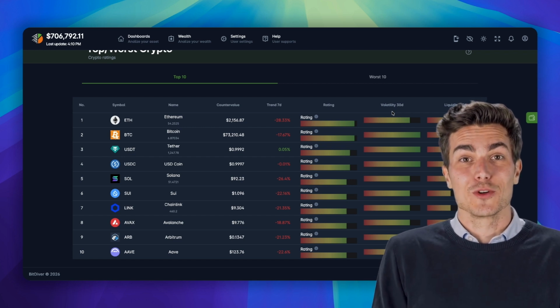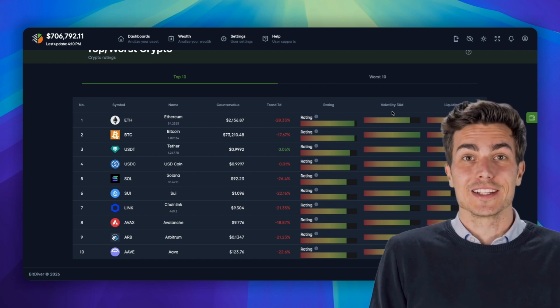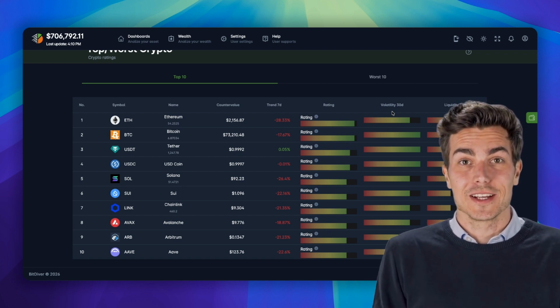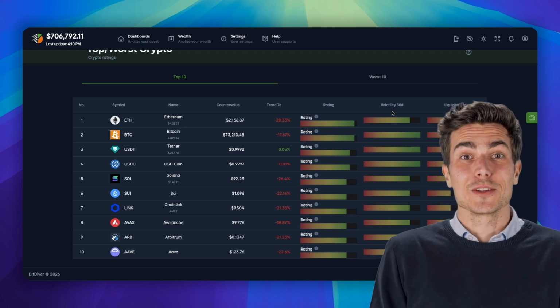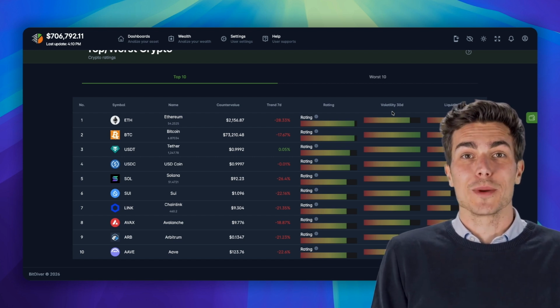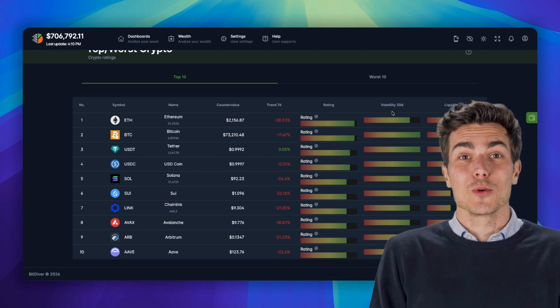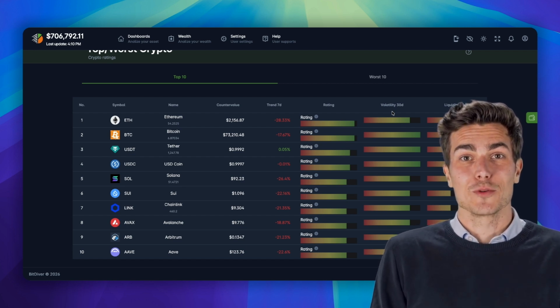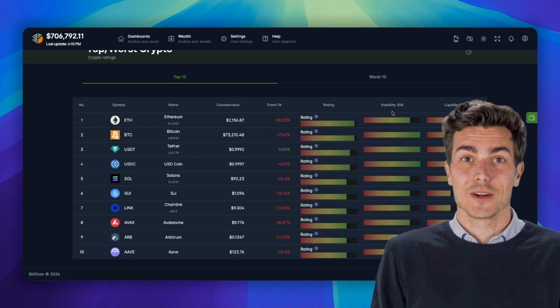The top and worst crypto ratings page is designed to help you quickly compare multiple cryptocurrencies, identify assets with very different characteristics, deepen the relationship between recent performance, rating, and risk, and improve your understanding of the market context. All data regarding rating, volatility, and liquidity are updated every 24 hours to offer you always current information.